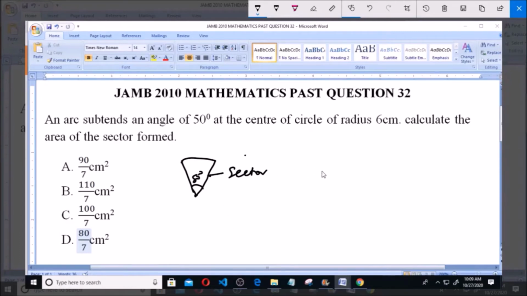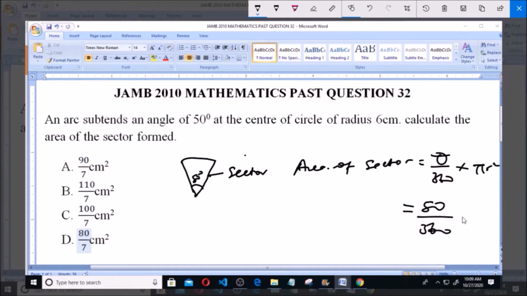Now the formula for finding the area of a sector is equal to theta over 360 multiplied by pi r square. So we have, the angle given to us is 50 degrees over 360 multiplied by 22 over 7, then multiplied by r square, which is 6 square, that is 36. So this is equal to 50 over 360 multiplied by 22 over 7 multiplied by 36.